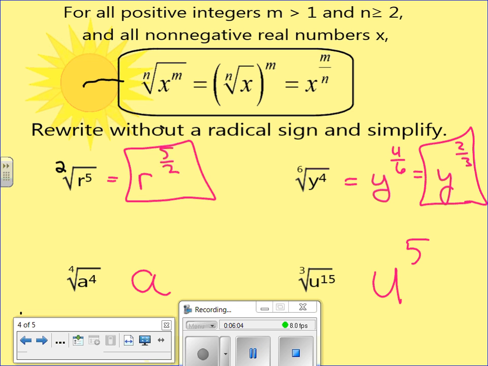Number 2 over here, the 6 swings down and becomes the denominator of the 4. So it's 4/6. And we reduce that to 2/3. This third one at the bottom, it became a to the 4/4. And 4 divided by 4 is 1. So we gave the final answer of a. And the last one, u to the 15/3. 15 divided by 3 was 5.